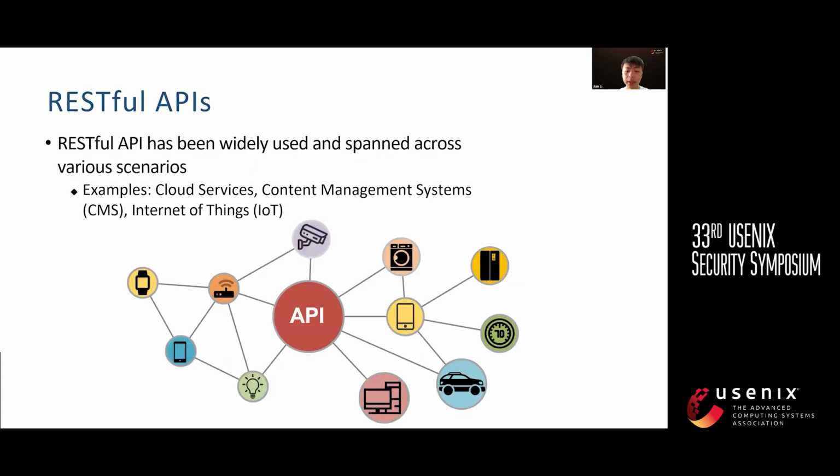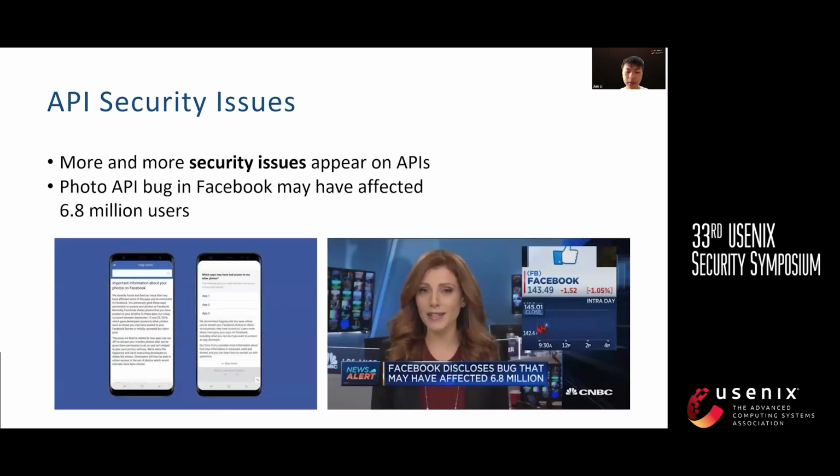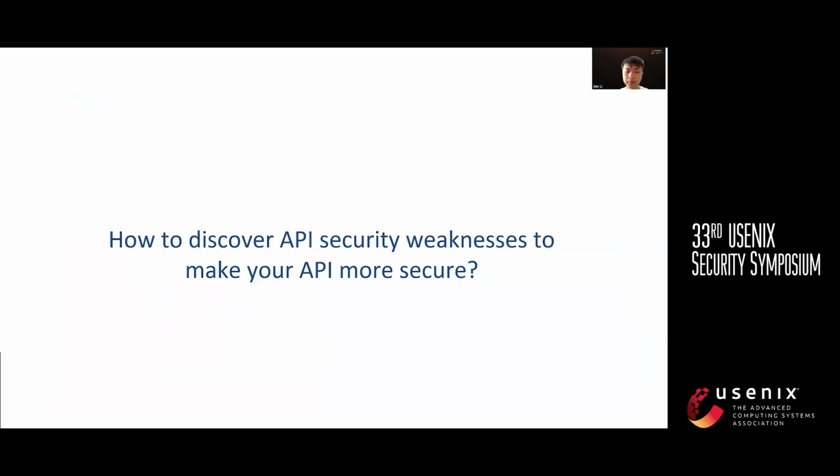Nowadays, RESTful APIs have been widely used. For example, you can see them in cloud services, CMIs, and IoT. However, more and more security issues are appearing on APIs. For example, there was a photo API bug in Facebook, which may have affected millions of users. So, we want to ask, how to discover API security weaknesses to make your API more secure.